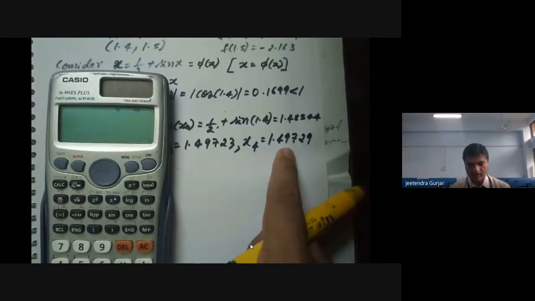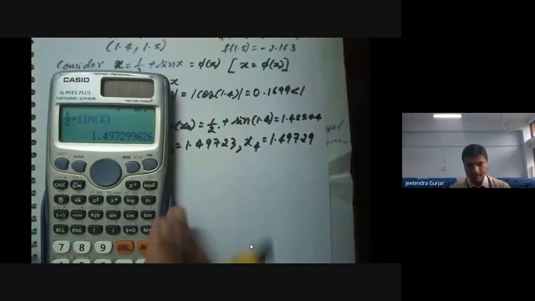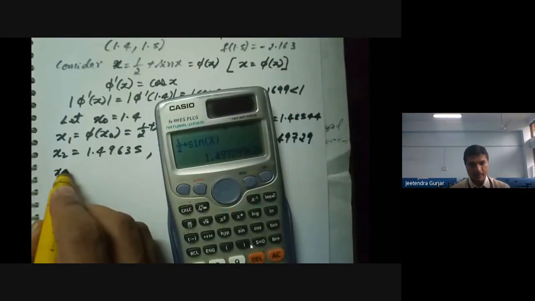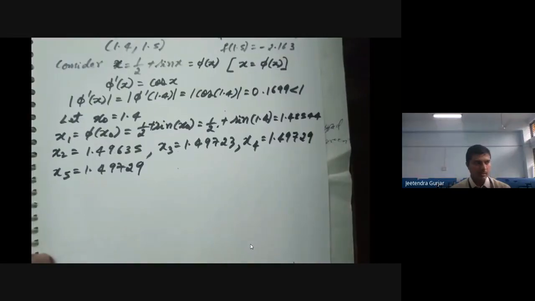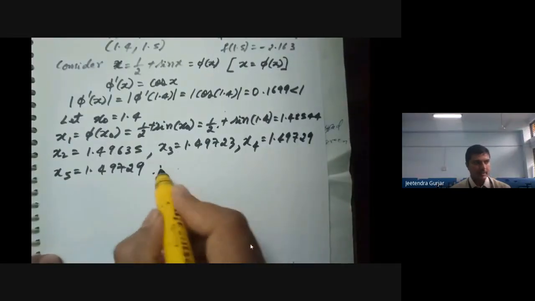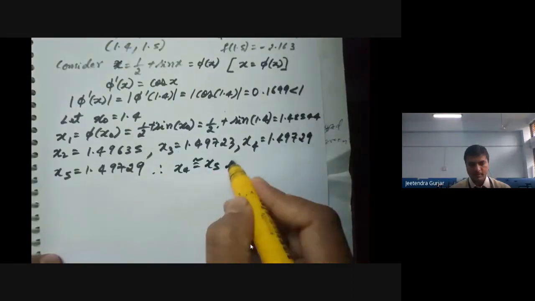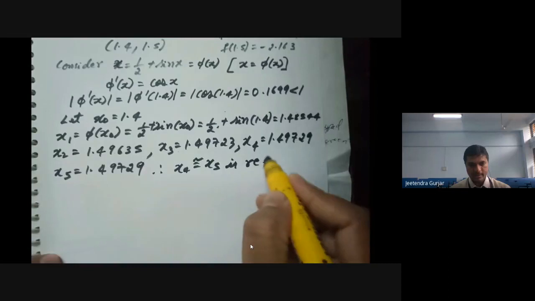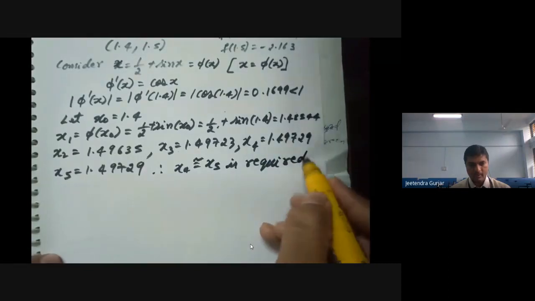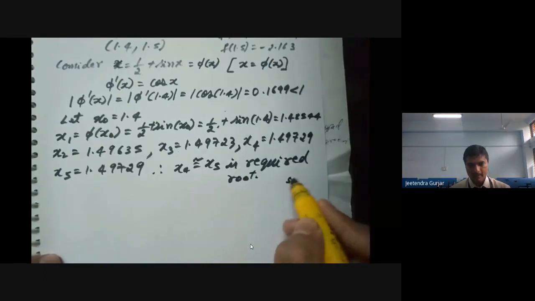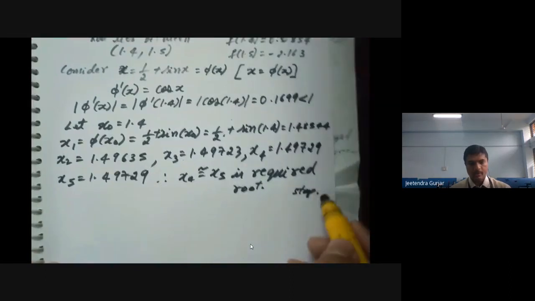It is 1.4972. At least 4 digits we will take. Yes, Shruti, this is enough. 4 digits is enough. If you want, you can go for the next also. I will just check once. Yes, now you can see I'm getting x5, and it is identical to 5 digits. So correct to 5 digits I got. x4 is identical to x5. So we'll take this as the required root.